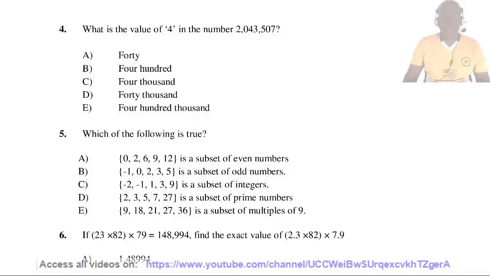Question 4. What is the value of 4 in the number 2,043,507? The answer is D, 40,000.